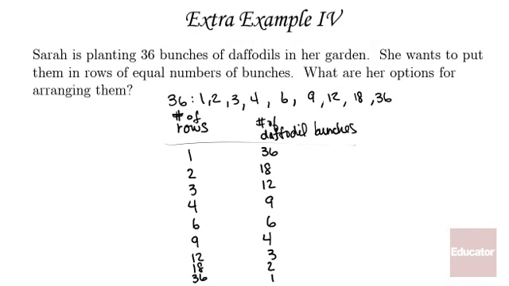Probably the best option if she wanted a square would be the 6 times 6, but she might want to have a different design in her garden.